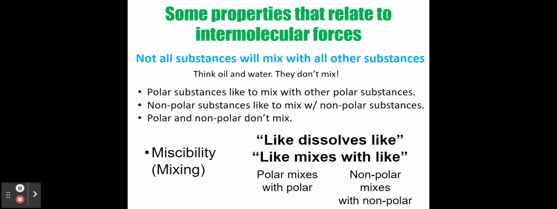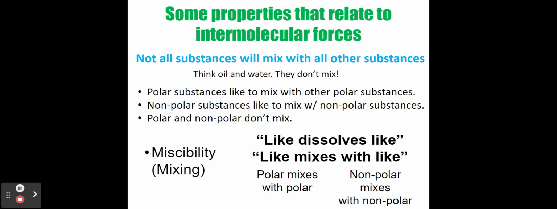So polar substances are going to dissolve or mix with polar substances. Non-polar substances are going to mix and dissolve other non-polar substances. And so this is related to the miscibility of a substance. Miscibility comes from the Latin word for mixing. So a property of miscibility: are these substances miscible? Well, that means are they going to mix together? Are they going to dissolve each other?